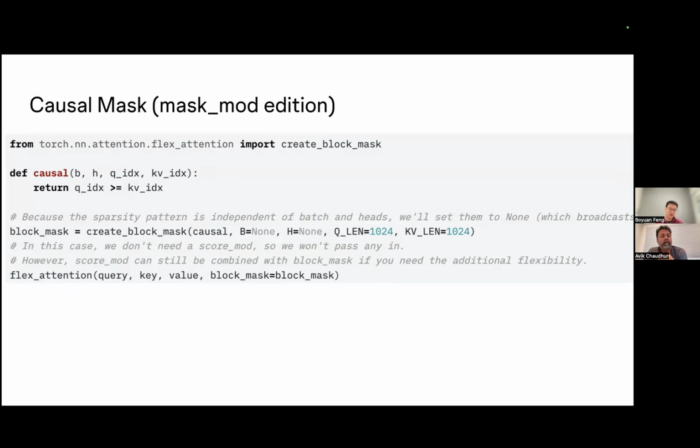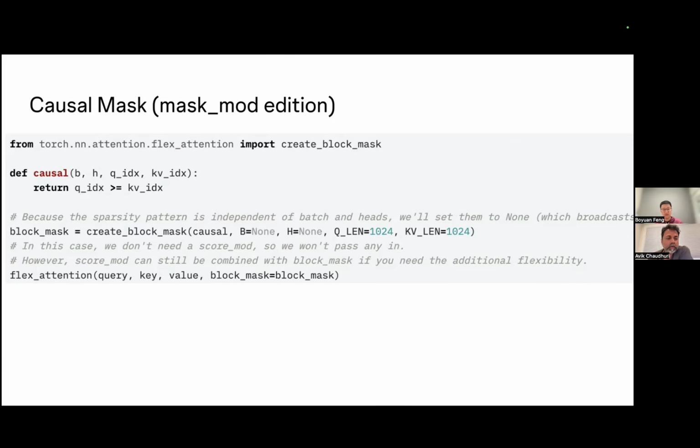So how do we implement causal mask? We just return Q index greater or equal to KV index. That's it. And we can put it into create_block_mask, which is the API from FlexAttention to create the block mask. And later when we call FlexAttention, we have the query, key, value tensors and additionally provide this block mask. So in this case, you do not implement the score mod function. For this causal mask example, we don't need the score mod because for every element, it's the same value, right?